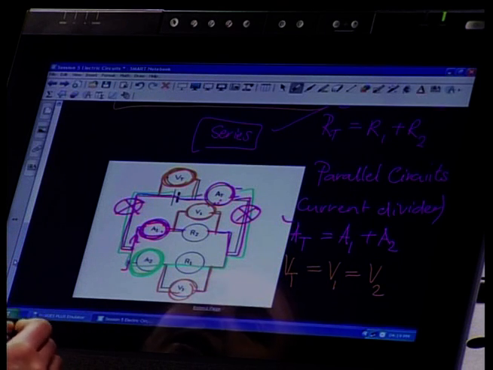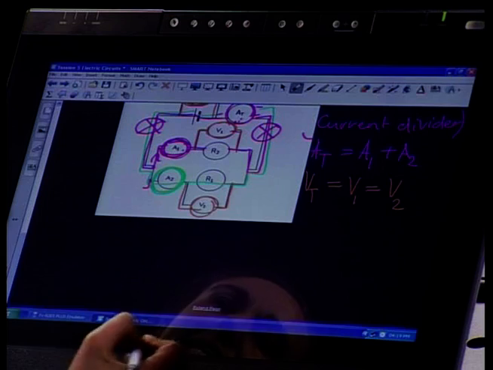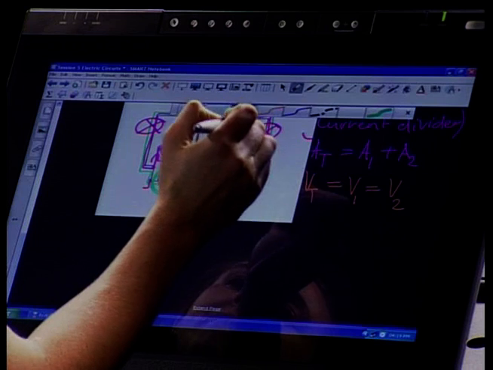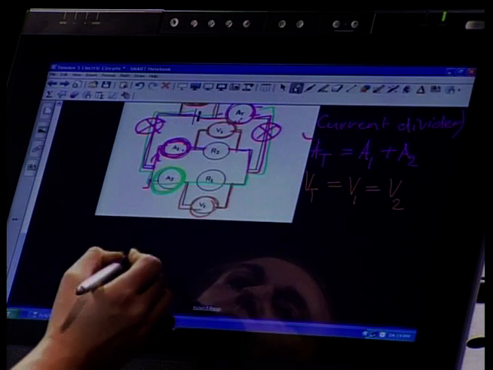Be very careful though. Once we start dealing with networks and I start adding resistors in my individual branches, then that might change, and we'll look at a scenario where we deal with that a little bit later.